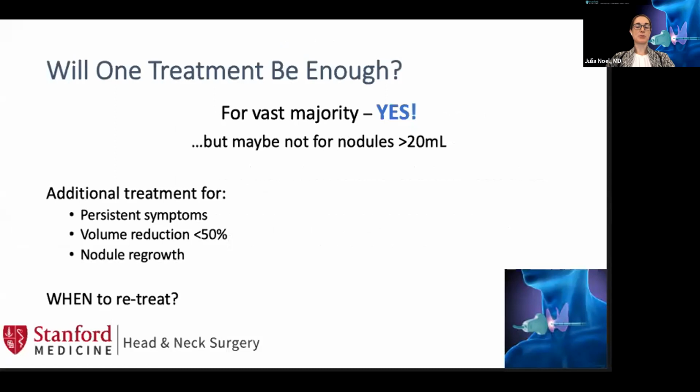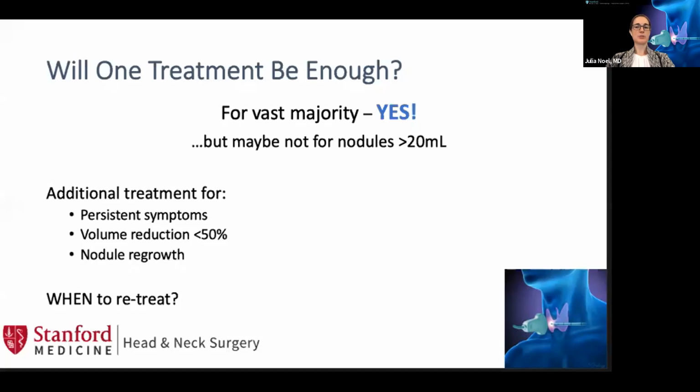Because of the exceptional volume reduction that we see after just one treatment, for the vast majority of patients, a single session with RFA will be sufficient. The biggest caveat to this that's been identified and is somewhat intuitive is that larger nodules tend to be more likely to require additional sessions. The larger the nodule, the more difficult it is to ablate everything in one go, and there's more potential for regrowth from untreated tumor and blood supply.